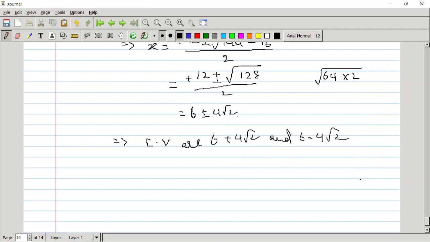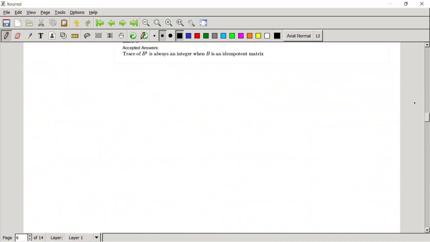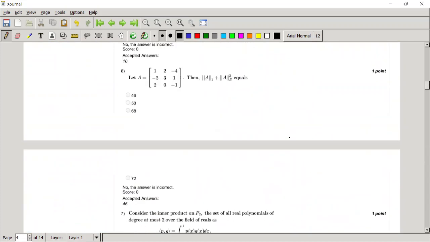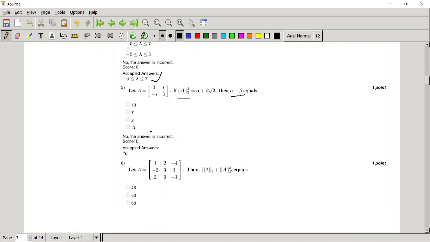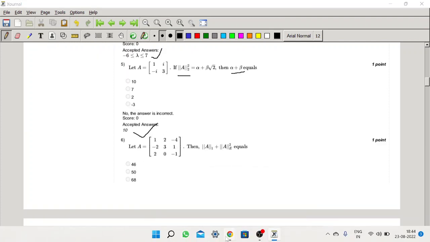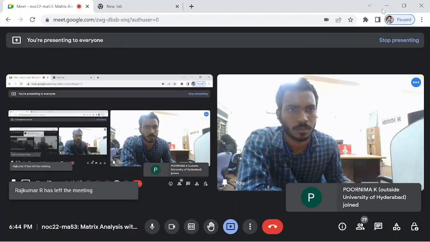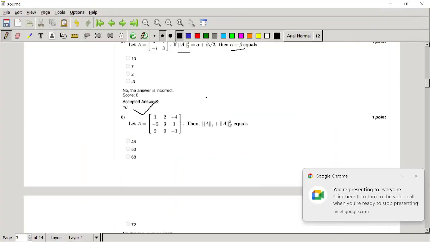So from this we can say alpha plus beta is equal to 6 plus 4 root 2. So alpha plus beta is nothing but 10. So the answer is 10. This is about the fifth problem.